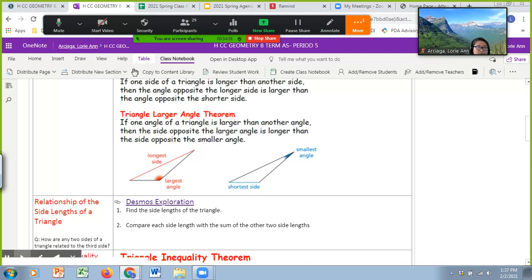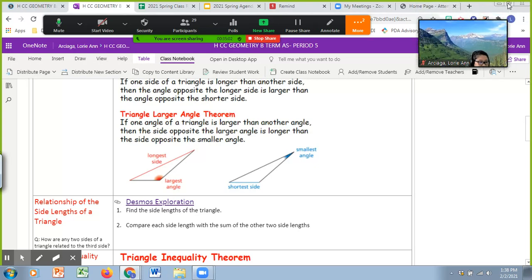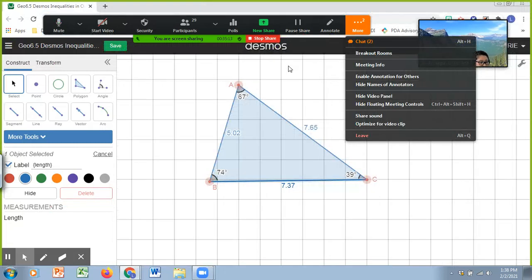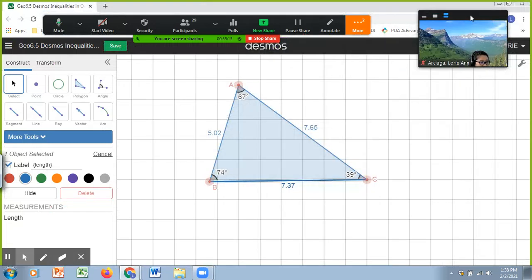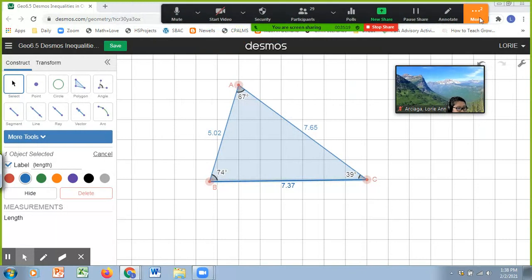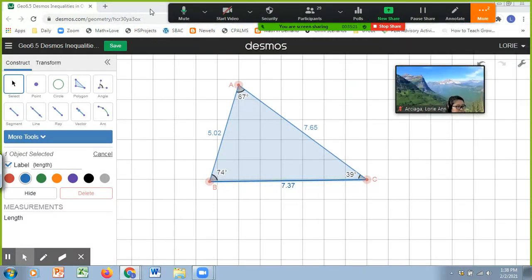Okay, so when you're done, let's open another exploration. Are you guys logged into Desmos? Maybe you can save that one in case you need it later on. You can also copy the link and paste it to your OneNote if you want to.